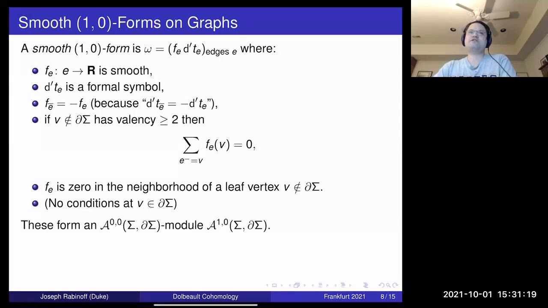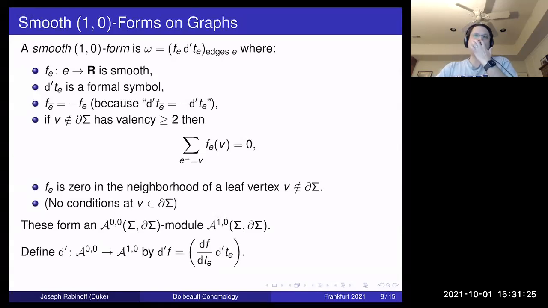So again, these conditions are kind of forced on you. Oh, sorry, first I should say, if you multiply a smooth form by a smooth function, you get another smooth form. And these conditions are forced on you because you want the derivative of a smooth function to be a smooth form. So if the sum of the outgoing slopes of the function is 0 and you take the derivative, you're going to get something where the sum of the outgoing values is equal to 0. And if it's constant in the neighborhood of an interior leaf vertex, then its derivative will be 0 in the neighborhood of an interior leaf vertex.